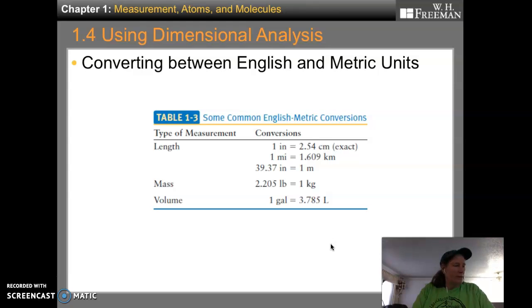I should have some problems here. I do. I have a PowerPoint that I'll put on afterwards that has these problems on it. So I'm just going to go through the lecture part here, and then you can go and look at the problems, and that'll help.